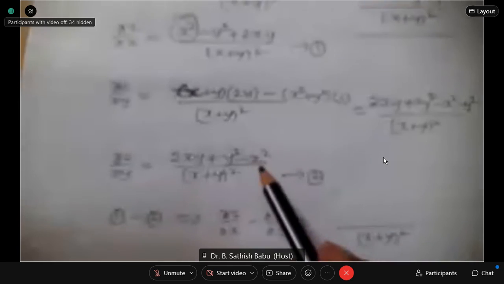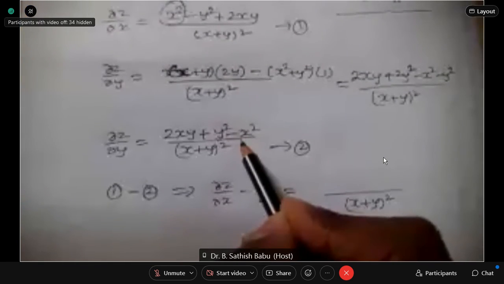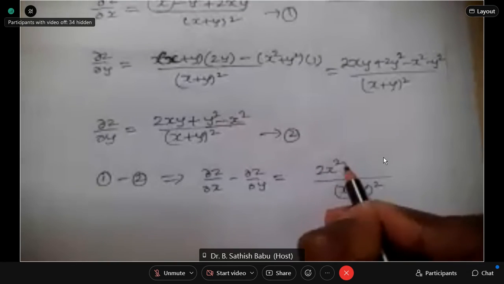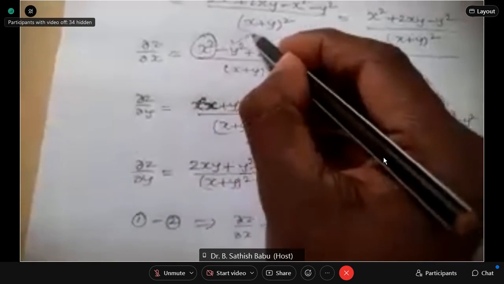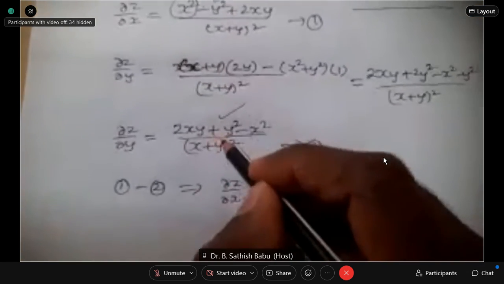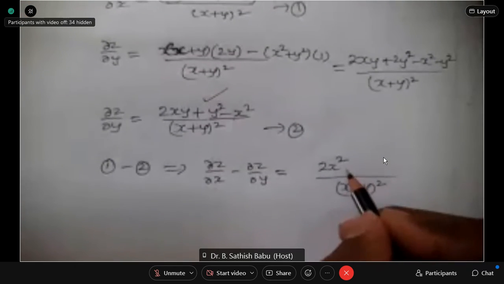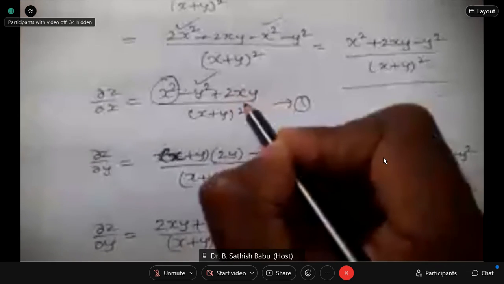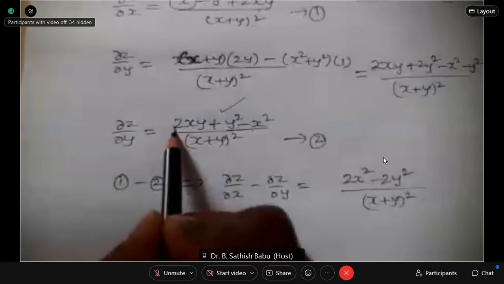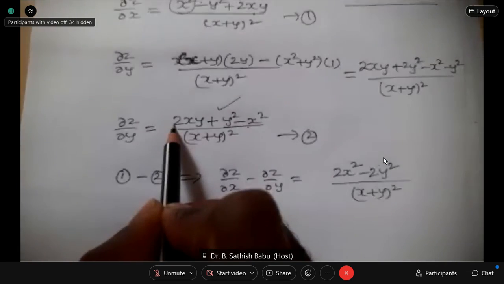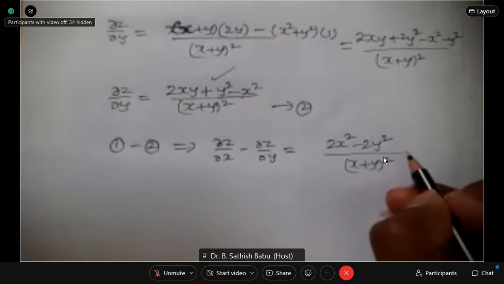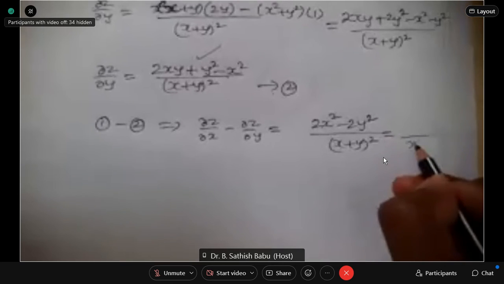We are subtracting dou z by dou y here. X square, minus of minus becomes plus. What should happen now? It is 2x square. You have minus y square and then minus of plus y square becomes minus 2y square. There is plus 2xy here. Minus of this plus 2xy will get cancelled, right? Yes, sir. Okay. Can we take something common in the numerator?